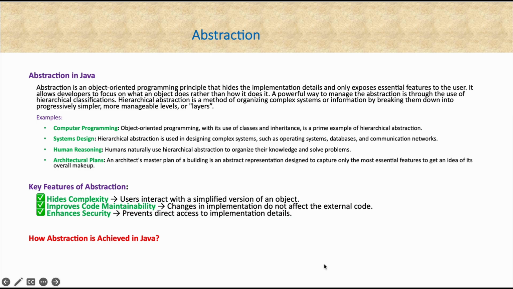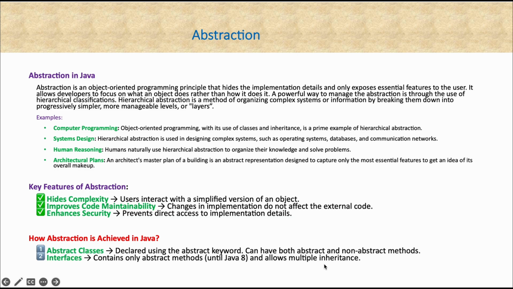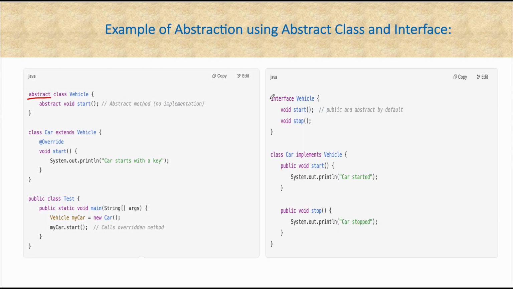How is abstraction achieved in Java? Abstraction in Java is achieved by using two keywords: abstract and interface. In our future lecture, when we have covered the basic ideas of Java, we will teach you briefly what this abstraction is and how it is achieved. Right now, this is enough for you.